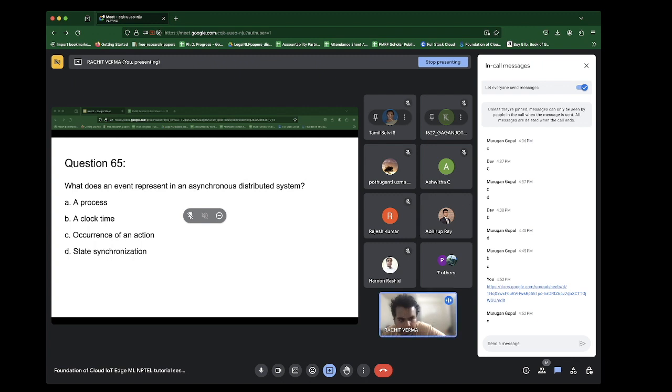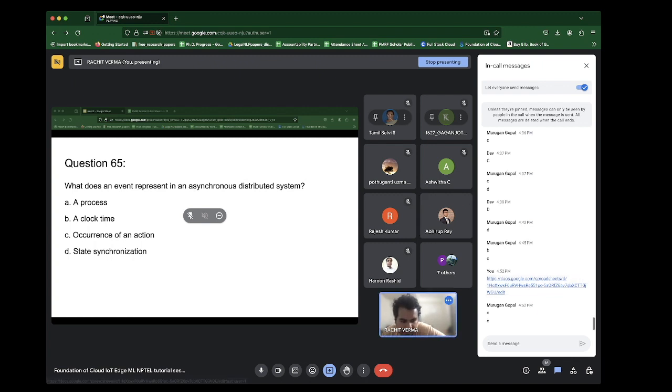You can refer to this. This sheet contains whatever links are required for every week. What does an event represent? Occurrence of an action.